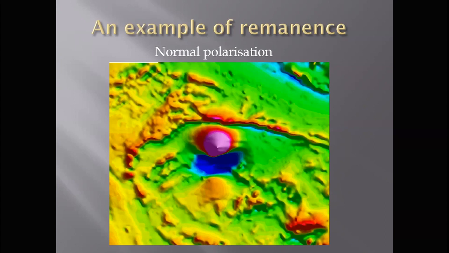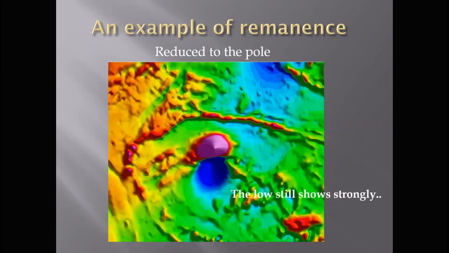we're no longer at this latitude, but we're at one of the poles, we should just see a big round red blob. But actually in this particular case of a kimberlite pipe, I reduced to the pole and the low is still showing strongly. That's a very quick test for remanence. If the low is still showing strongly after you've done reduction to the pole, then you can immediately say that you do have remanence. So that's one little trick.